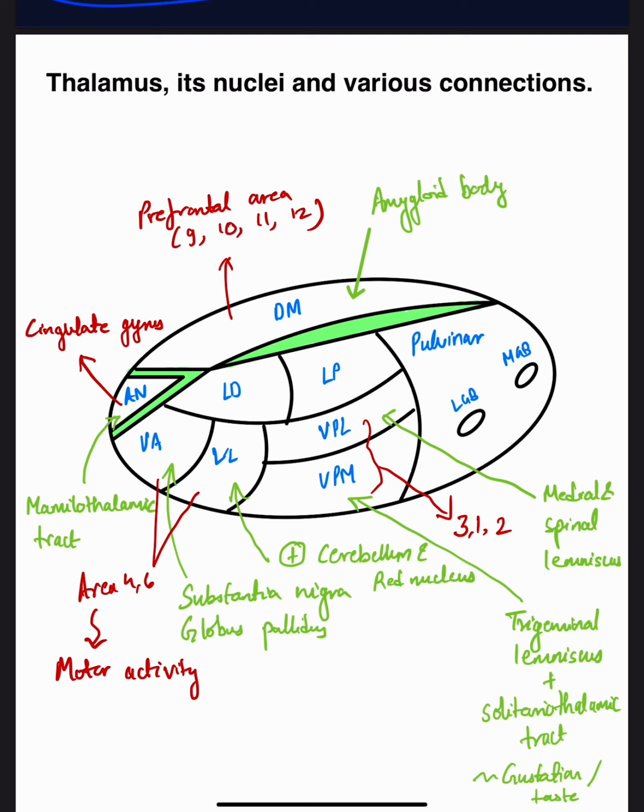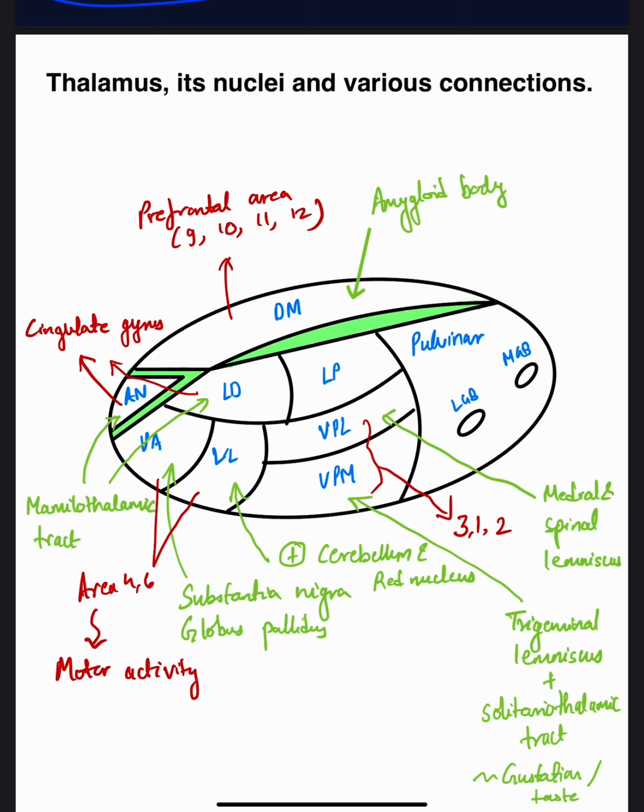Now about the lateral dorsal. It also receives its impulse from the mammillothalamic tract, and the efferent impulses also go to the cingulate gyrus. Since it is near the anterior nucleus, it has a connection with it.